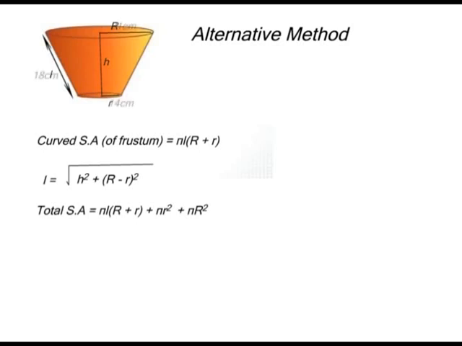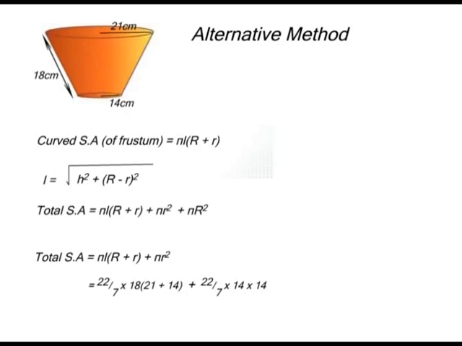Let's try that with the bucket. We had been given L, and so we don't need to calculate it. We only have the small circular base, and so the total surface area will be pi L (R + r) plus pi r squared. 22 over 7 times 18 times (21 + 14) plus 22 over 7 times 14 squared. The curved surface area will be 1,980, and the area of the small circle will be 616 square centimeters, the total of which is 2,596 square centimeters, the same area we had obtained.